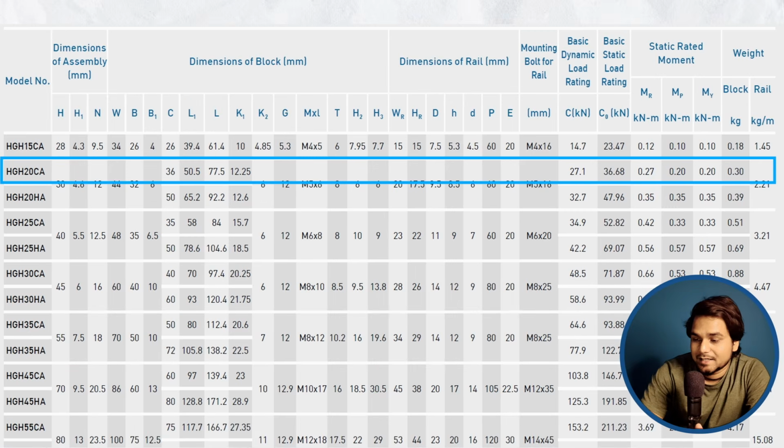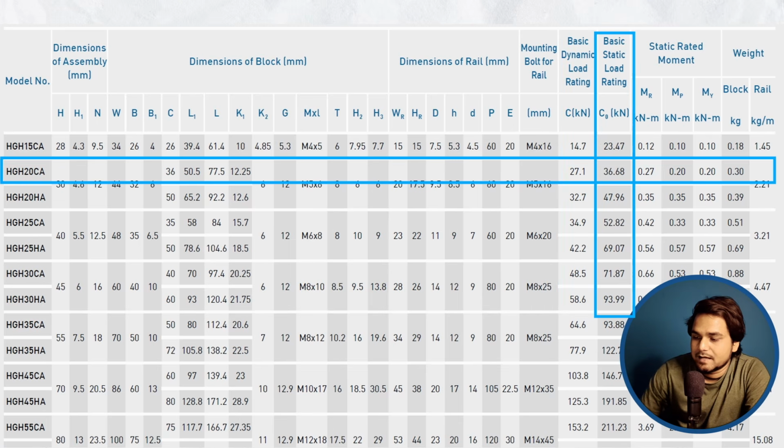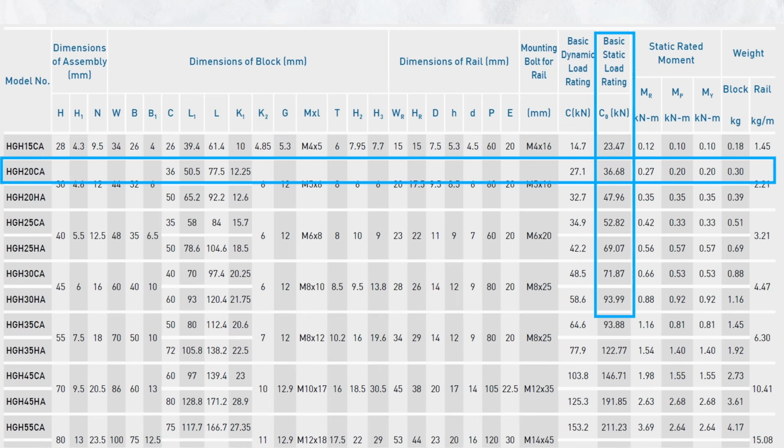And for this selected model, the basic static load rating C0 is 27.1 kilonewton, or we can also refer to the basic dynamic rating C to increase our safety factor, and this is 36.68 kilonewton. And now we have to calculate the applied load on the linear guideway for our application.